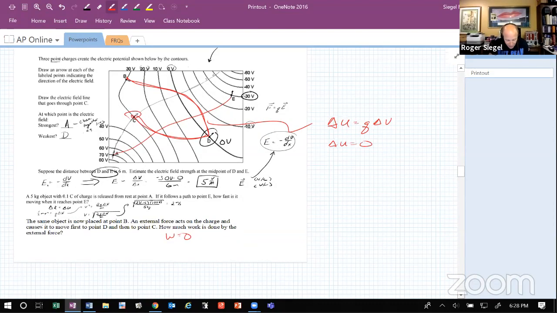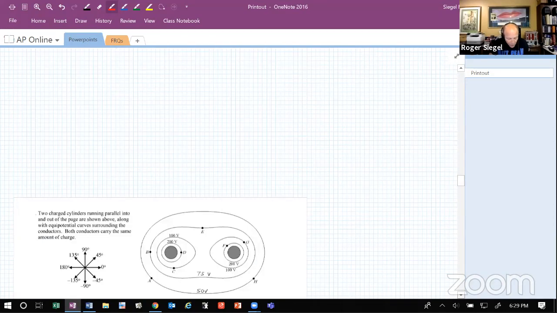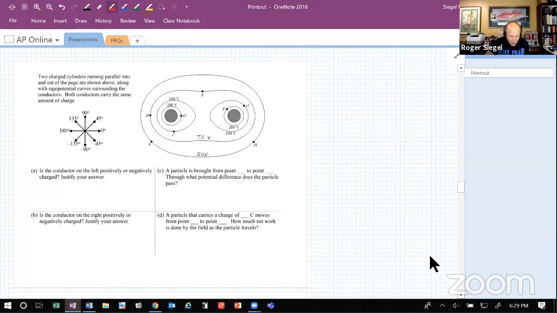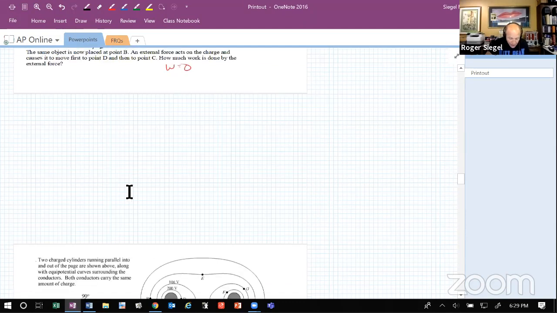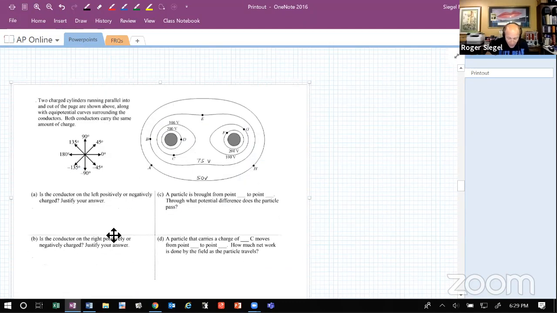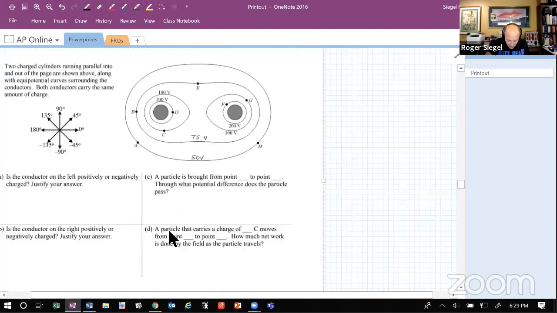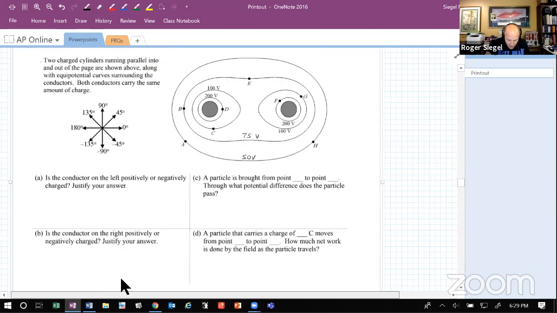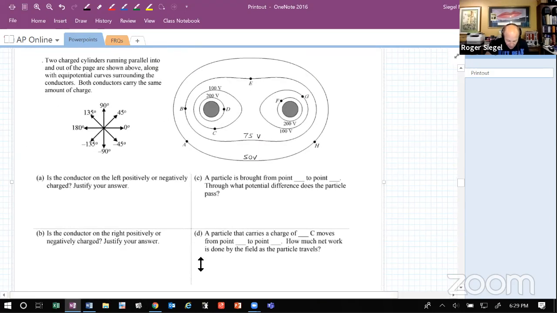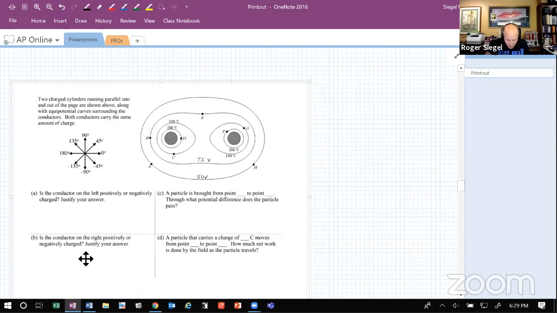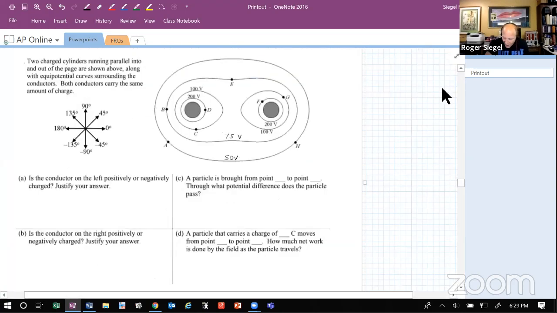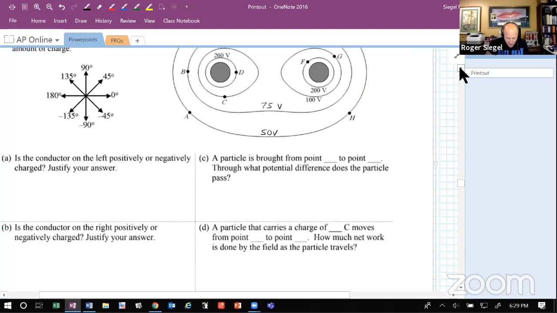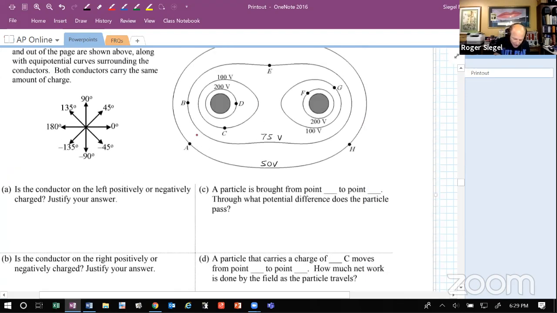All right, let's go down and do real quick a couple more. We've got 2 charged cylinders running parallel in and out of the plane as shown. And the question is, you can see here's our equipotential lines. And so is the conductor on the left positively or negatively charged? Well, since it's causing a positive potential like this, we say that it's positively charged, as well as the conductor on the right.